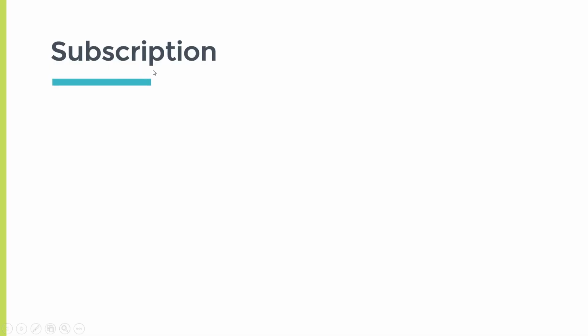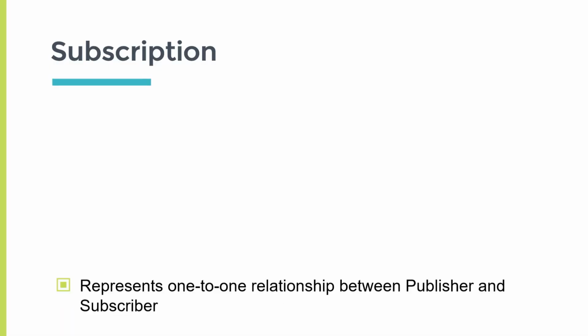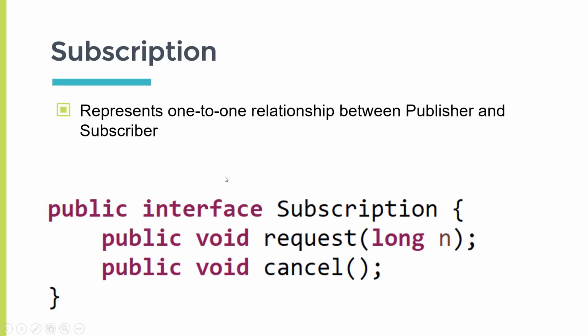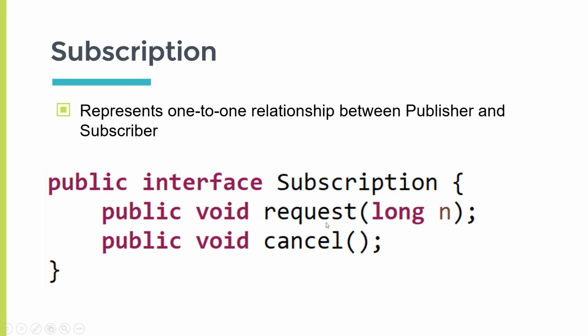The third interface is subscription. It represents one-to-one relationship between publisher and subscriber. The subscription interface has 2 methods: request and cancel. Using this request method, subscriber can ask for n number of data from the publisher.